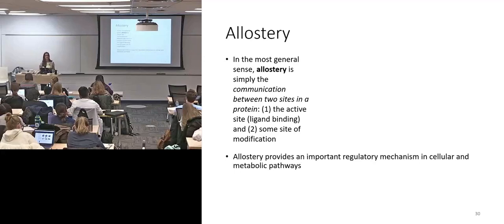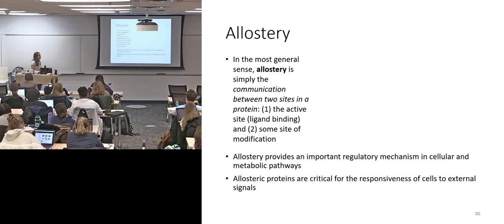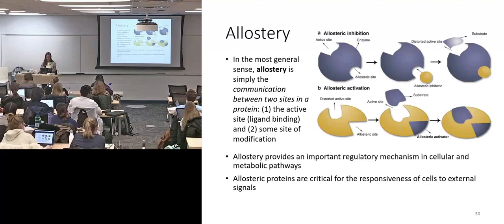I think the only example we really talk about in detail is hemoglobin. A lot of things function this way. Allosteric proteins are critical for the responsiveness of cells to external signals. So here we have two different examples of allostery in action. It could either be inhibitory, or allosterics could be activating the protein.